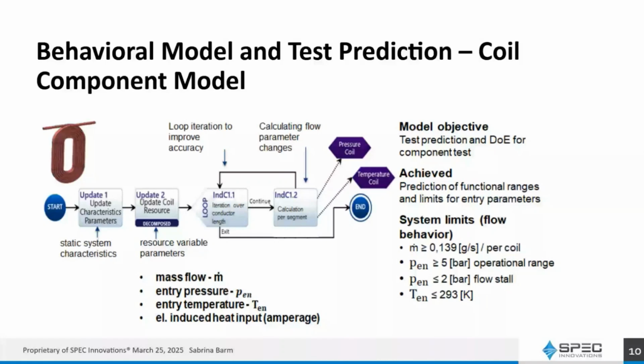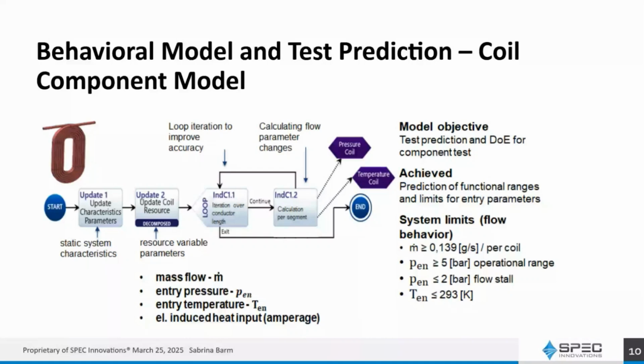So in other words, we use this model to run test prediction and create data to evaluate a design of experiment for the component tests we also did on that level. And that model served its purpose well. We could establish where the functional ranges are.